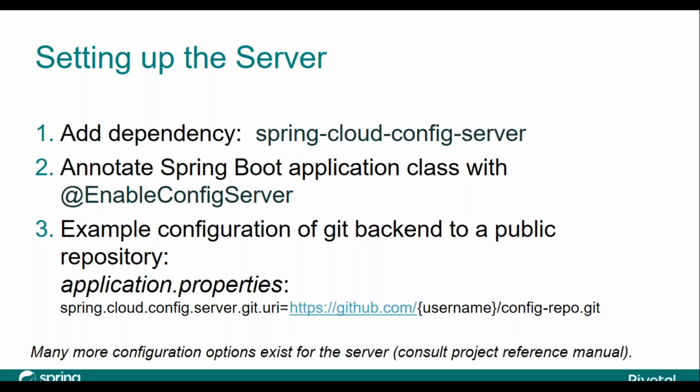In that application.properties file, you need to specify one property called spring.cloud.config.server.git.uri pointing to that particular github.com username config-repo.git. And many more configuration options are available for it. For more information, I would request you to look at the reference manual of this particular Spring Cloud Config Server.